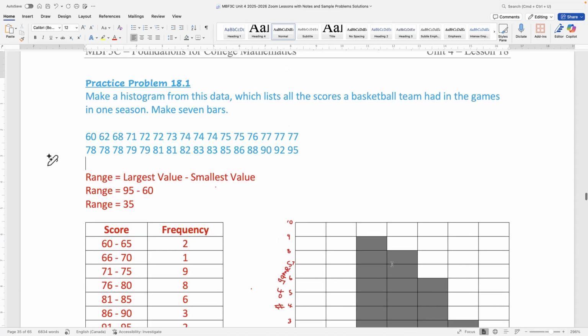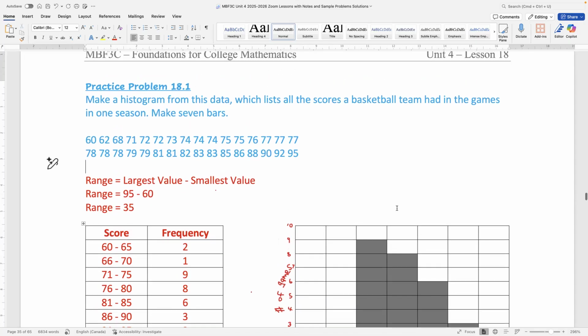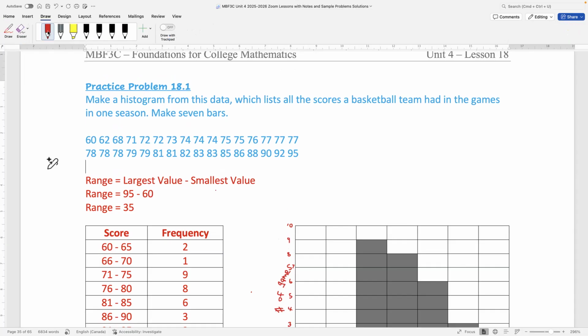So that's how we do a histogram. We should also label the top here, and it should be scores by a basketball team or something like that. It should be written across the top here as well. We should always label. So let's do that now. Scores by a basketball team.